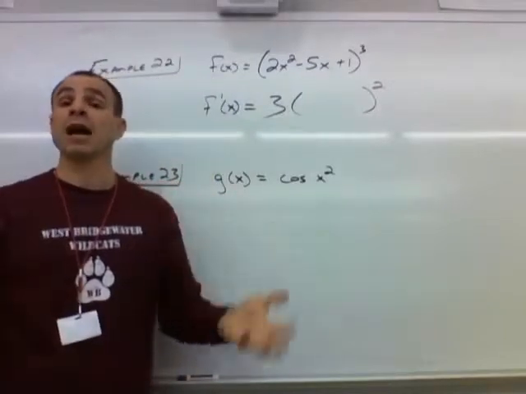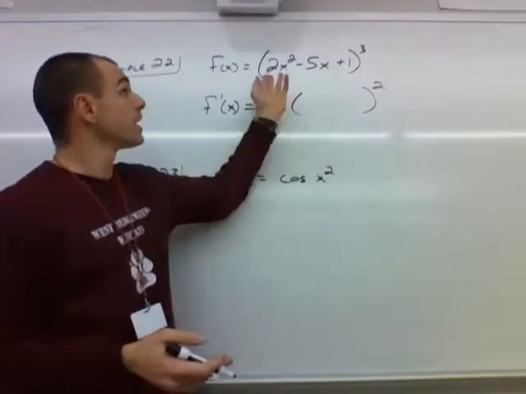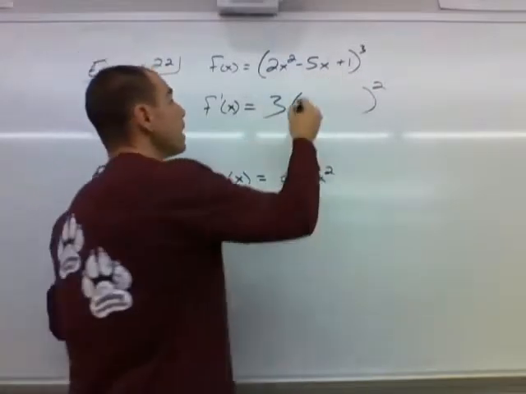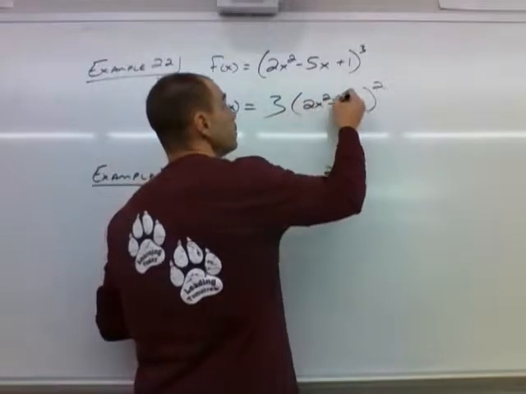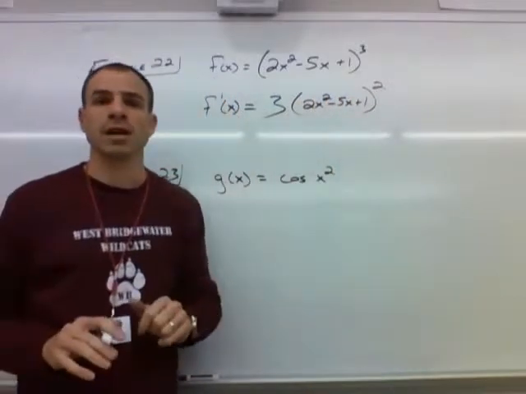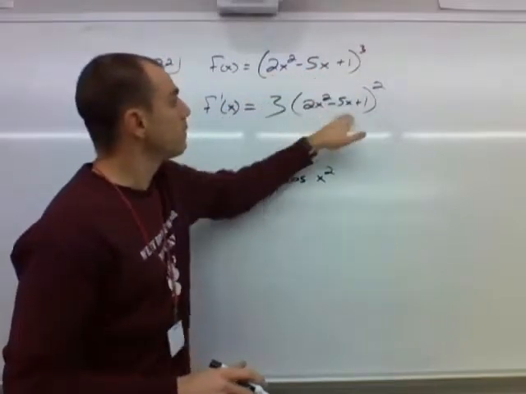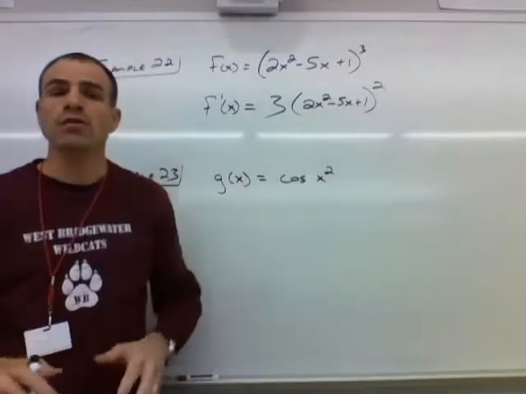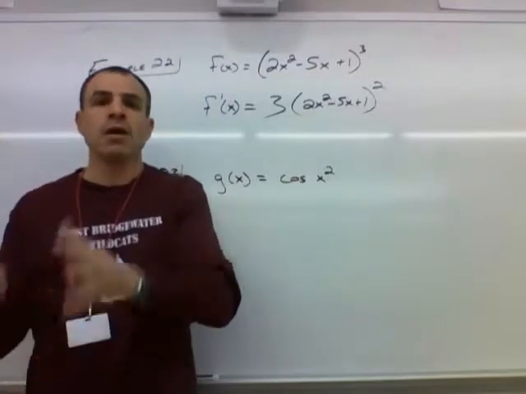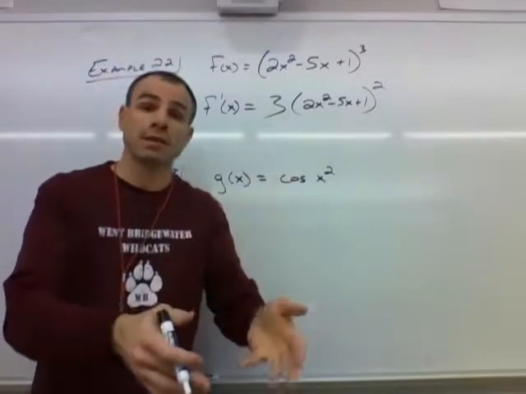Okay, so we've derived the outer function. Now we keep the inner function. So we're going to keep the 2x squared minus 5x plus 1 untouched. Don't touch it yet. Okay, so we can see here 3 came out front, keep the inside function, new exponent is 2, so we derived the outer, we kept the inner, now we multiply by the derivative of the inner function.